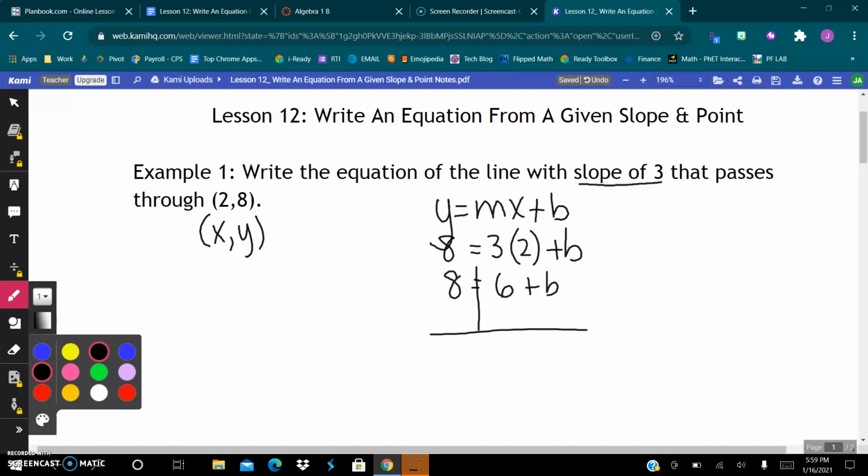And then I have a one-step equation here to solve, so I have to get rid of that 6. I'm going to minus it from both sides. And we have 8 minus 6, that is 2. So our b is 2. And remember, our m was 3, so we can write y equals 3x, and b was positive 2, so we're going to write plus 2.